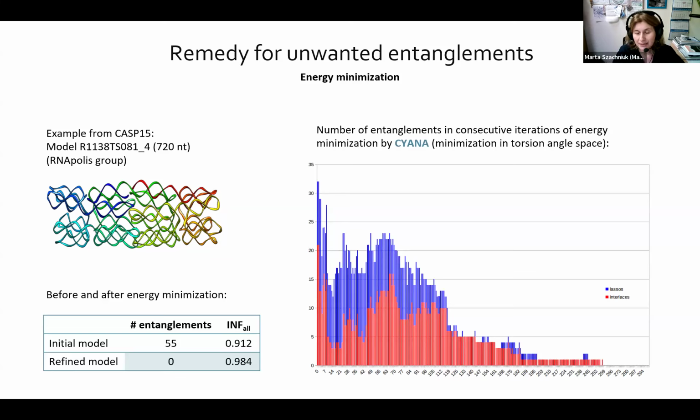So we just generated some preliminary model. We found by RNA Composer that it includes like 55 entanglements of structure elements. And then we simply ran minimization using Sienna. And with each iteration, we tried to find out whether the number of entanglements decreased or not. And in the chart here on the right, you can see how the number of entanglements was decreasing with the consecutive iterations of energy minimization.